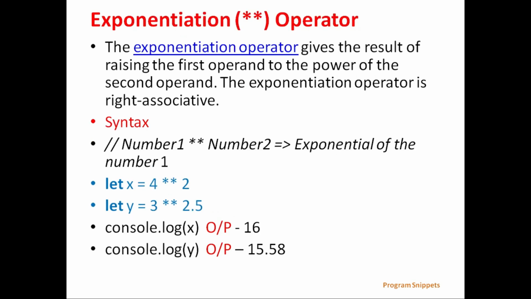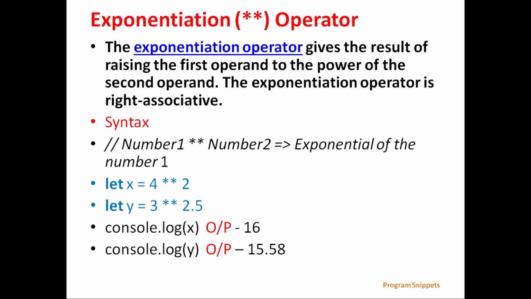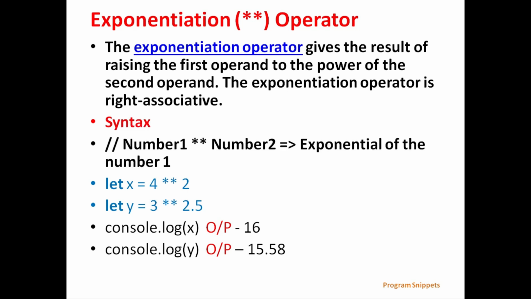Next is exponential operator. The exponential operator gives the result of raising first operand to the power of the second operand. The exponential operator is right associative. General syntax is number 1 exponent number 2 will give the exponential of the number 1. For example, here we have assigned x equal to 4 exponent 2 and y equal to 3 exponent 2.5, and when we print x and y, it will give the output 16 and 15.58.